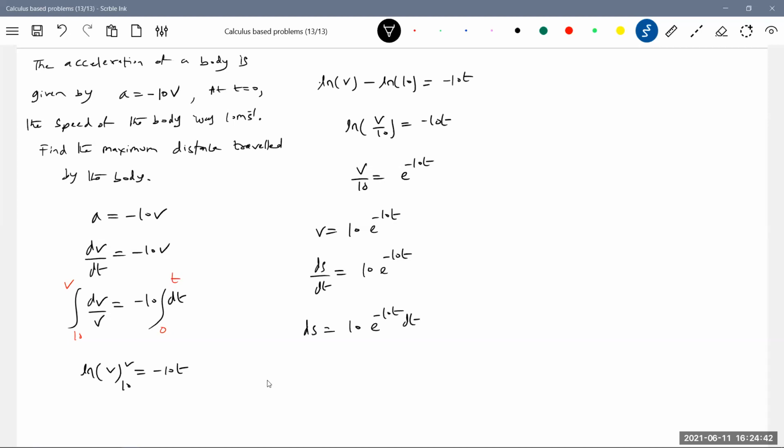This we will integrate further. ds equals 10 e to the power of minus 10t dt. Now the limits are 0 to t, and 0 to s. We'll assume that initially it is at the origin. It is not given that at t equals 0 the body was at the origin, but if it were not at the origin, I would have mentioned it. In most problems in books they follow this convention. If it is not given, you can assume it to be at the origin, okay?